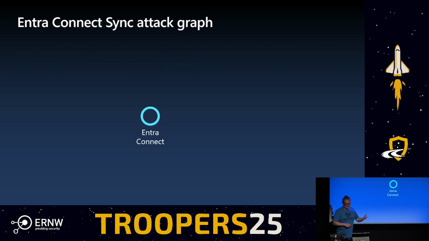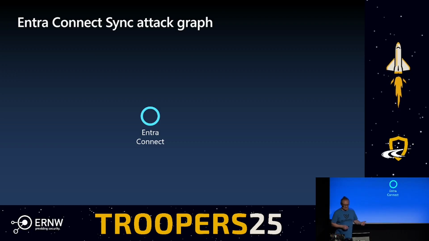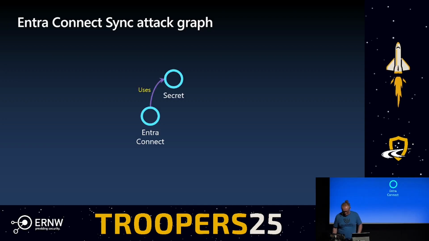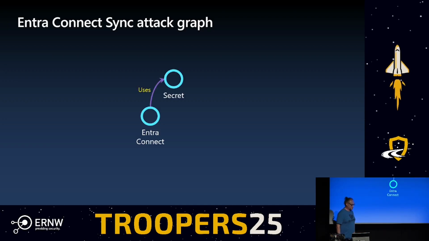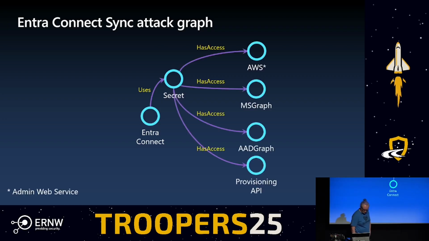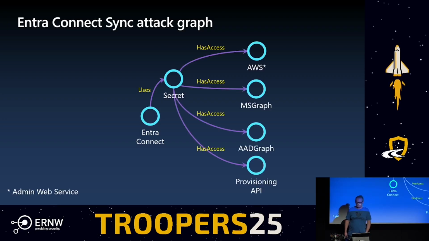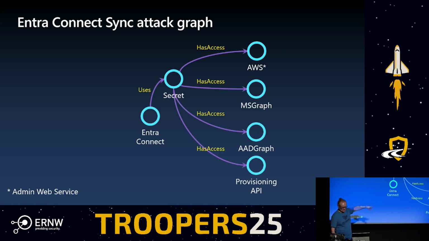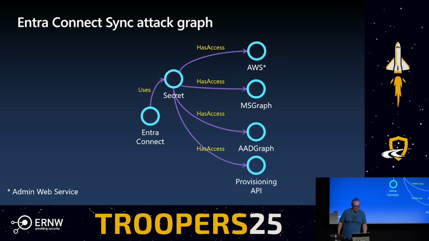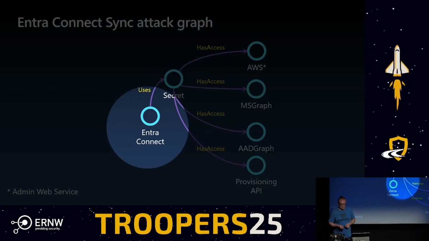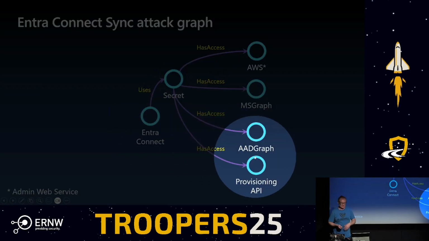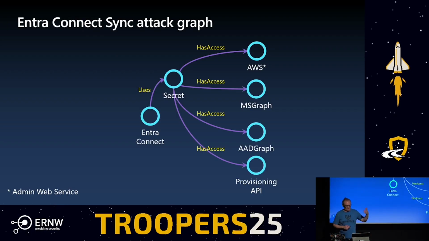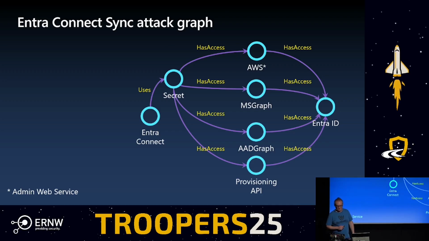So let's see what kind of graph would be related to an attack against Entra Connect Sync. So we have Entra Connect that is using a secret. And that secret has access to certain services. So here we have AWS, so it's not Amazon Web Services, but Admin Web Service. Then we have MS Graph, and we have AAD Graph and Provision API, but those are deprecated, so let's not talk about those. And then those different services have access to Entra.